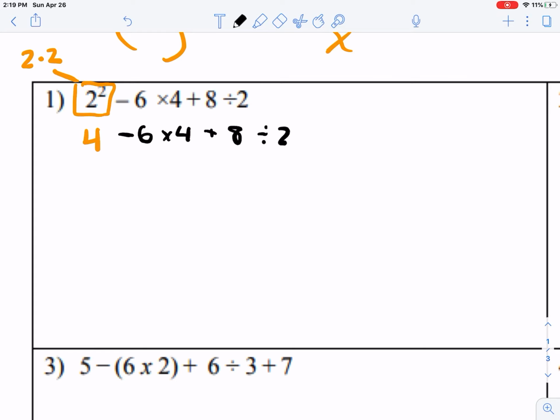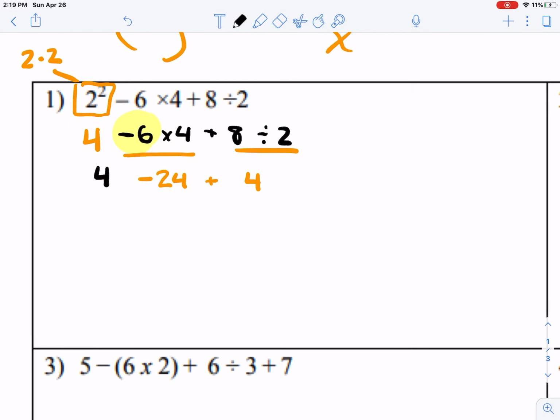Okay. And then our next step is our multiplication and division. So looking here, we have 4 minus 6 times 4 plus 8 divided by 2. So first thing we see that pops up is multiplication here. And you have to be really careful because this is negative 6, not positive 6. Okay. So negative 6 times 4 is going to give us negative 24. And then 8 divided by 2, we have 2 positive numbers, so that's just going to leave us with 4. And then you want to make sure you bring down that first 4 as well.